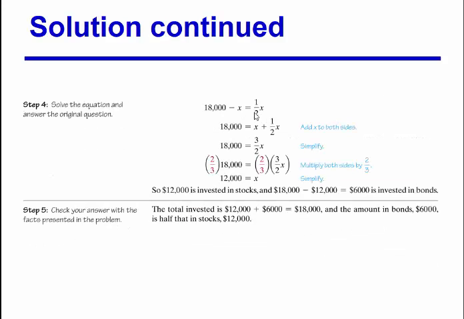And then we're going to go ahead and solve this. So we add x to both sides. Now the coefficient of this x is a 1, so it's 2 over 2 plus 1 over 2, which is 3 over 2. And I talked about this in class. Multiply both sides by the reciprocal when the coefficient is a fraction. And so that cancels out. So then x is equal to 12,000. So that means that 12,000 was invested in stocks. And then the difference of that, the 6,000, was invested in bonds.